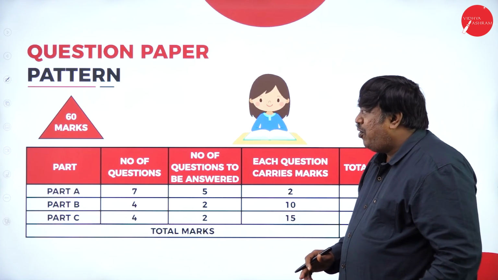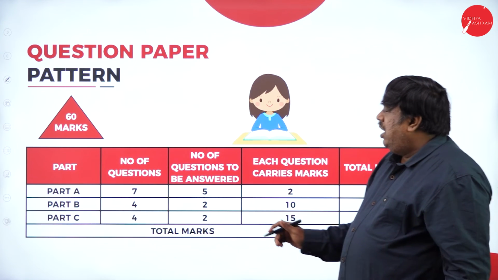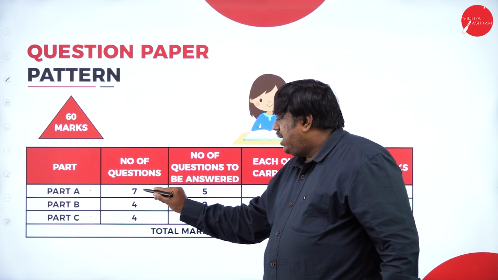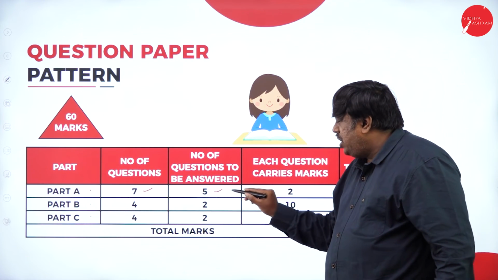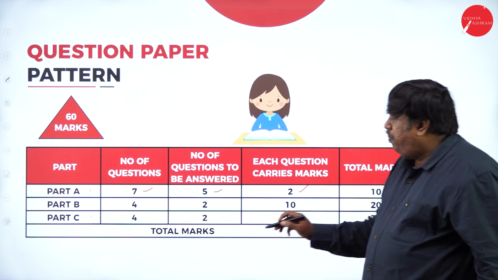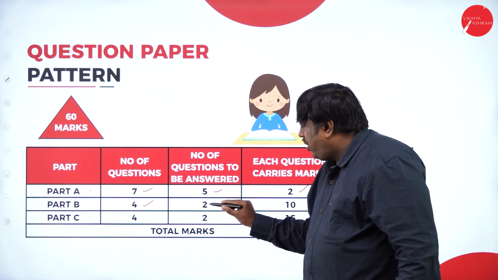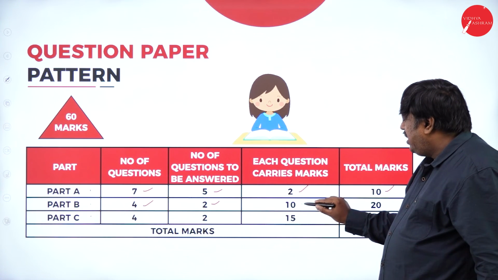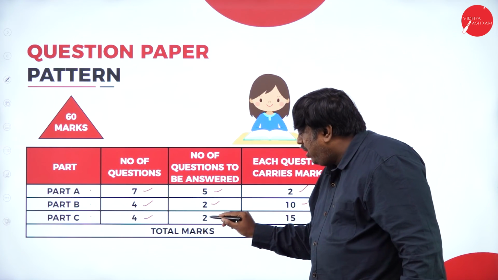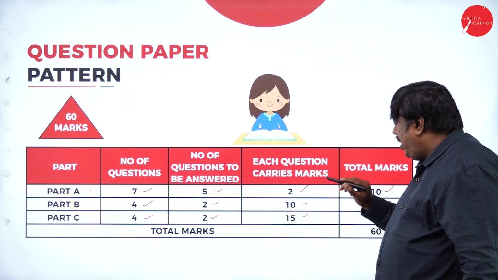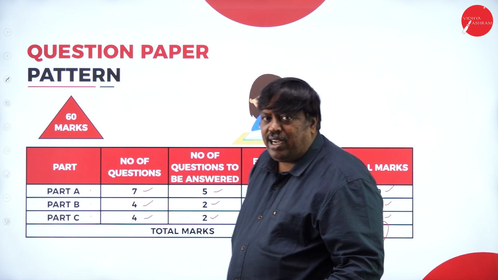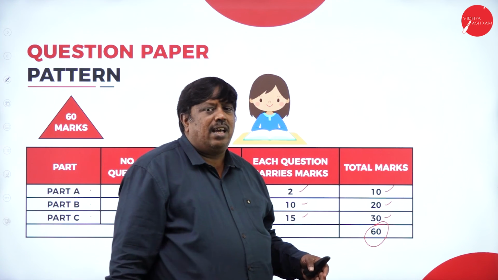The question paper pattern for the NEP scheme has been divided into 3 parts: part A, part B and part C. In part A, we get 7 questions where I have to write 5 questions. Each question carries 2 marks, so totally it will be 10 marks. In part B, we get 4 questions where I have to write only 2 questions. Each question carries 10 marks, so it is a weightage of 20 marks. In part C, there are 4 questions where I have to write only 2 questions. Each question carries 15 marks and the total will be 30. The total is 60 marks for the examination, and 40 marks are internal.